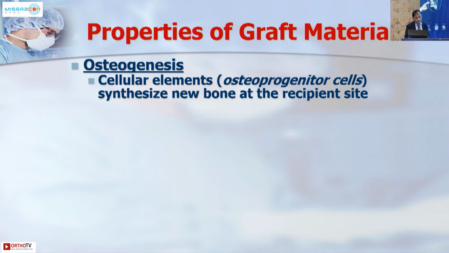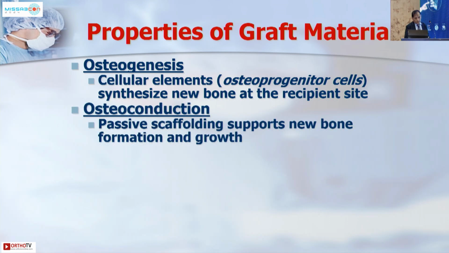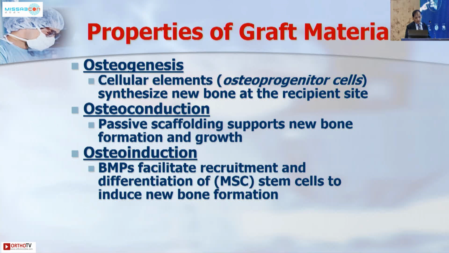So, properties of graft materials. Osteogenesis is a cellular element which helps in synthesizing new bone at the recipient site. So you use BMP2 there. Then osteoconductive are alpha and beta TCP, HA, which does passive scaffolding, supports new bone formation and growth. And then you have osteoinductive, where you have BMP facilitating recruitment and differentiation of stem cells and induces new bone formation.